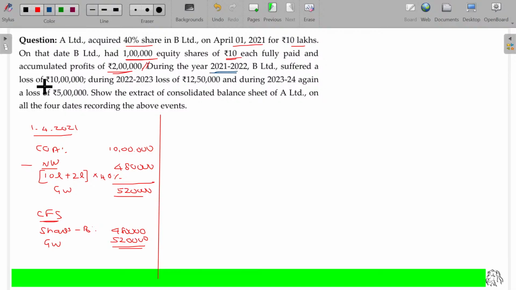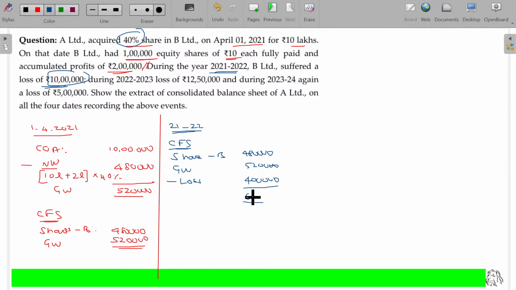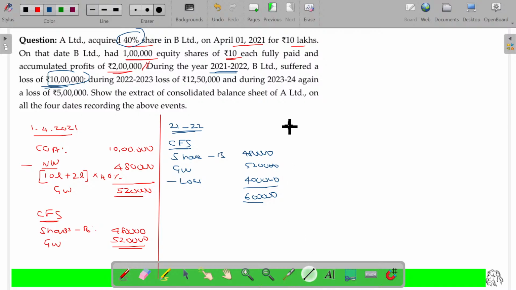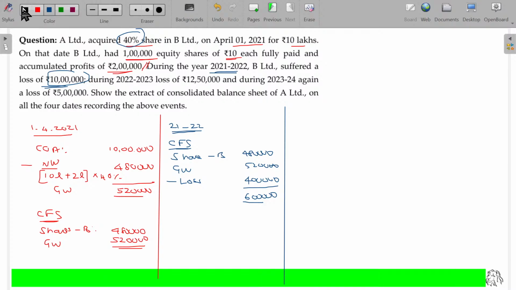During the year 21-22, B Limited suffered a loss of 10 lakhs. So 21-22, there's a loss. Now in your CFS, what about the shares value? Share of B, already we know it is 4 lakhs 80,000 rupees. Goodwill being 5 lakhs 20,000. You have to subtract the loss. Loss being 10 lakhs. Percentage of holding is 40%. 40% will be adjusted here, 4 lakhs. Is that okay? Now if I subtract, then what about the value of the asset in the consolidated balance sheet? Investment 6 lakhs. Clear? The loss will be now adjusted.